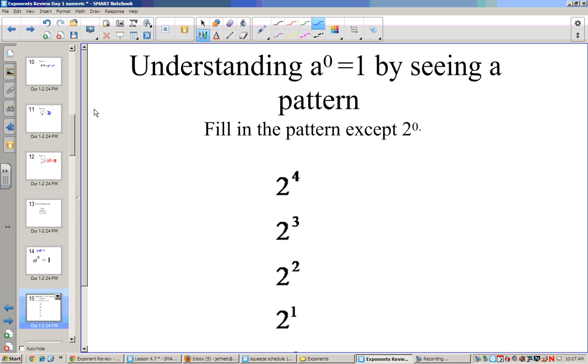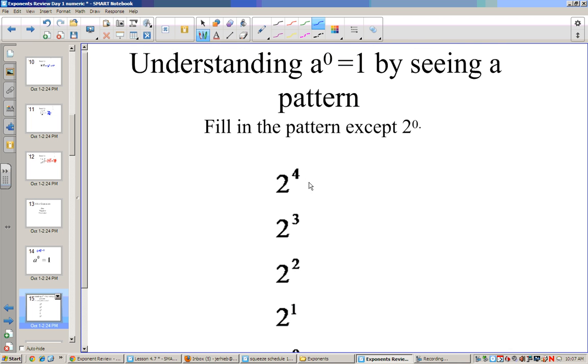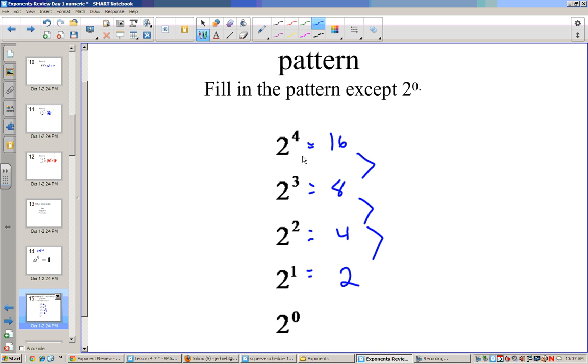Now, if you want to figure out why that is, let's see if we can find a pattern. Two to the fourth is 16, 2 to the third is 8, 2 squared is 4, 2 to the first is 2. So what are we doing each time as we're reducing one exponent? We're dividing by 2, so 2 divided by 2 is 1. So 2 to the 0 will equal 1.